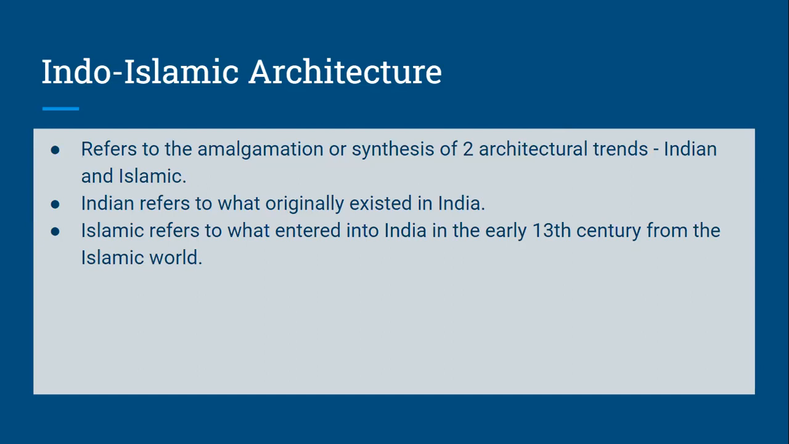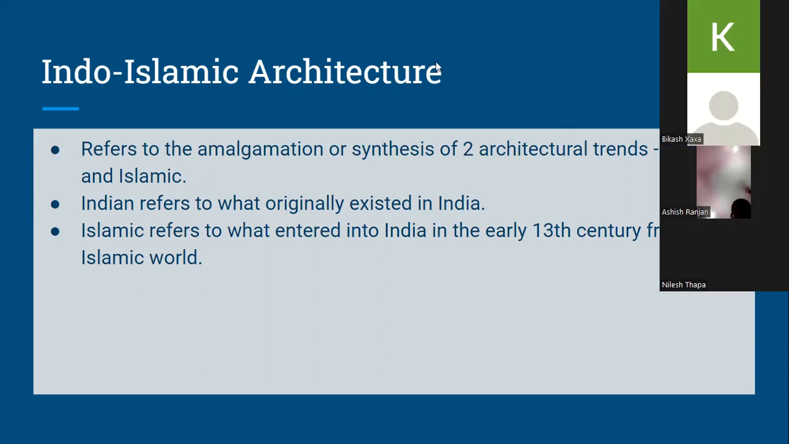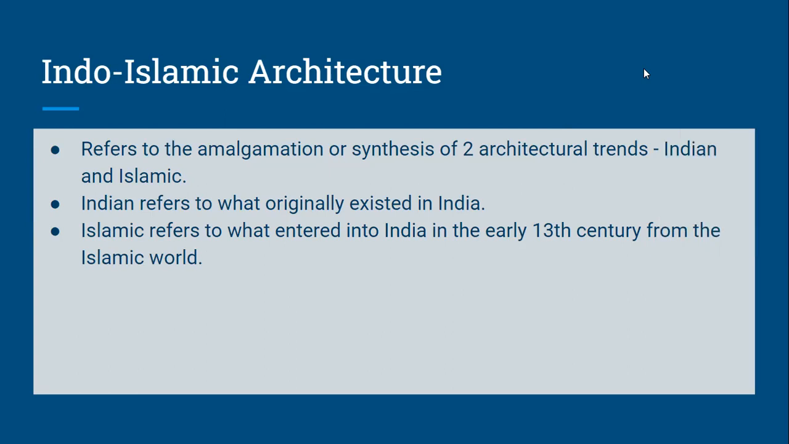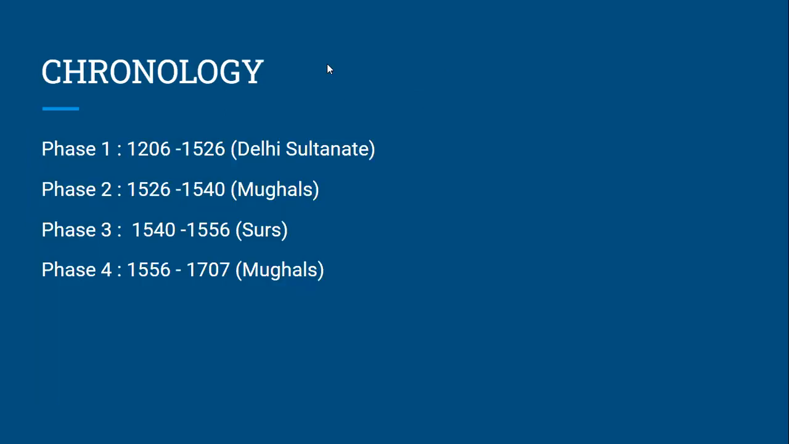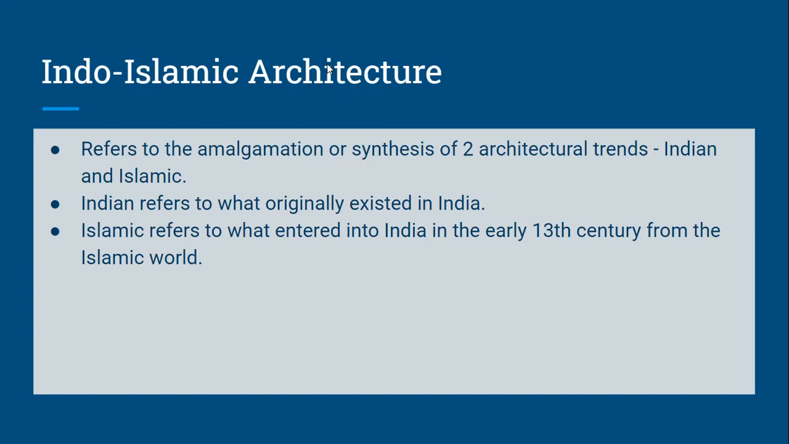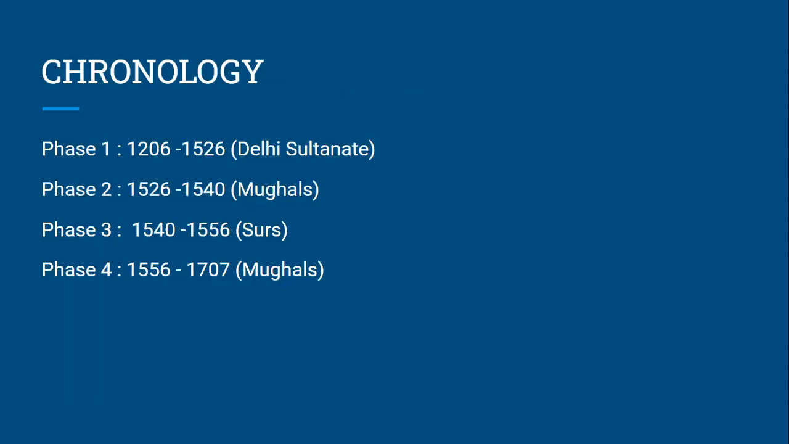Whatever Islamic architecture trend was introduced in India is referred to as the Islamic trend. And the amalgamation, the synthesis, the blend of these two architectural patterns, the Indian one originally existing in India and the new one introduced from the Islamic world, is called the Indo-Islamic architectural form. Now, what is the chronology?